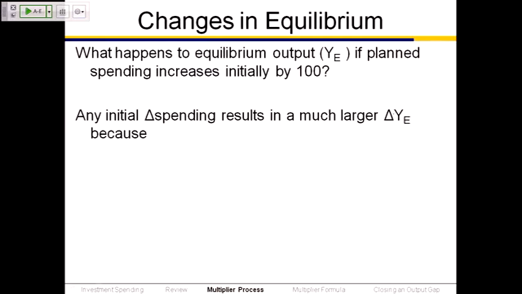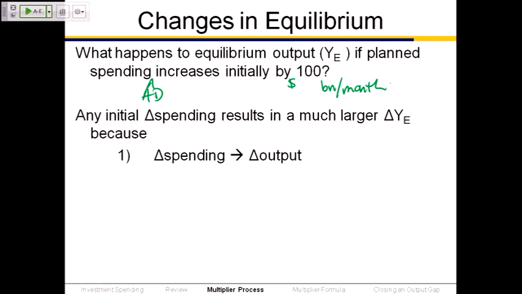What happens to equilibrium output if planned spending, that is to say aggregate demand, increases initially by 100? Let me put some units on it to make it realistic, 100 billion per month. Well, we know that any initial change in spending, this is the concept of the multiplier that you talked about or that you clicked answers about in the B course quiz last night. Any initial change in spending results in a much larger change in equilibrium income because first, a change in spending gives rise to a change in output.